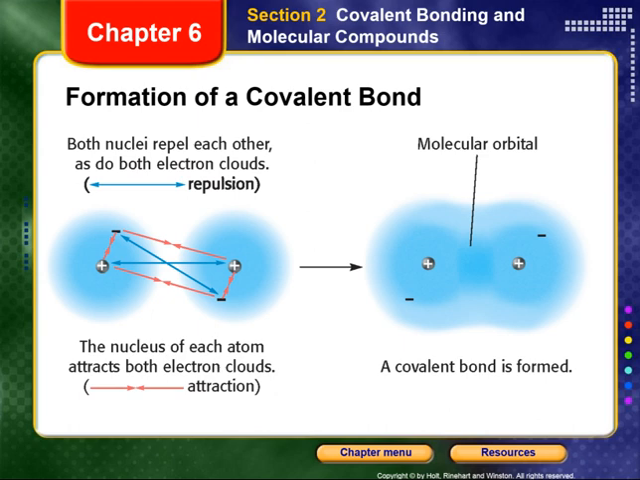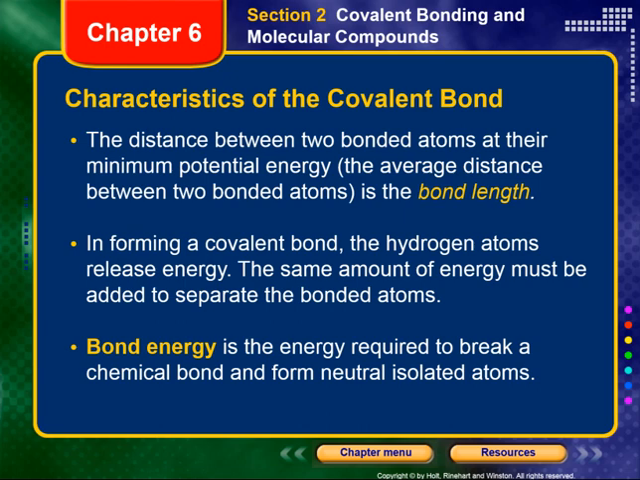So again, here's a representation of that happening. We see it between negatives and negatives, or positives and positives, the blue repulsion arrow, and between positives and negatives, we see the red attraction arrow. When the net result of these two forces is in balance, a covalent bond is formed. Now, there are a couple of ways that we can describe covalent bonds. One of them is bond length. The distance between two bonded atoms at their minimum potential energy, because that's where they're going to be when they form a covalent bond, is called the bond length, the distance between the two bonded atoms.